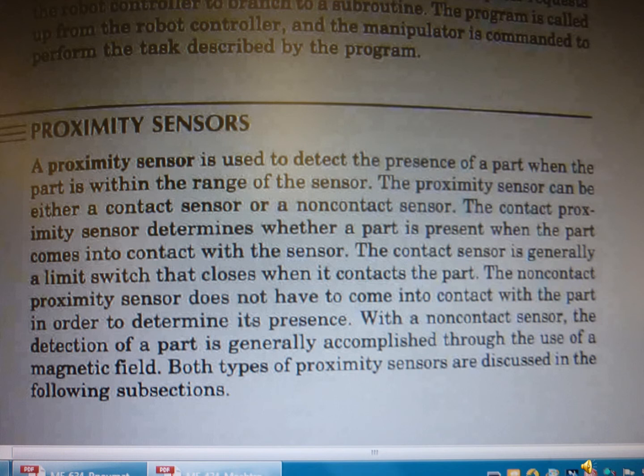The non-contact proximity sensor does not have to come into contact with the part in order to determine its presence. With the non-contact sensor, the detection of the part is generally accomplished through the use of a magnetic field. Both types of proximity sensor are discussed in the following subsections.